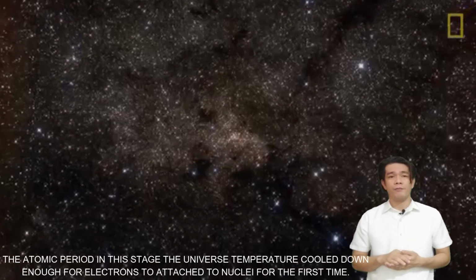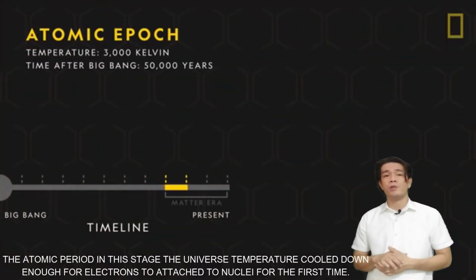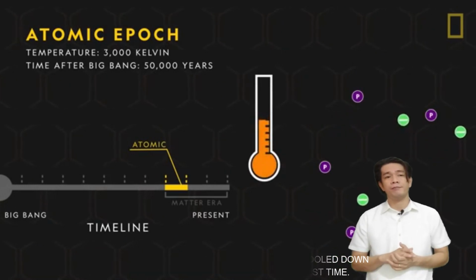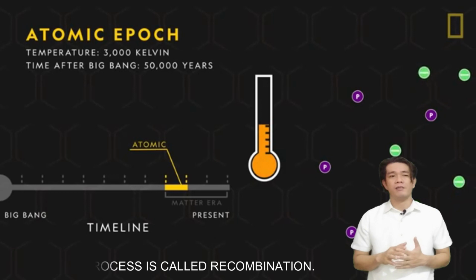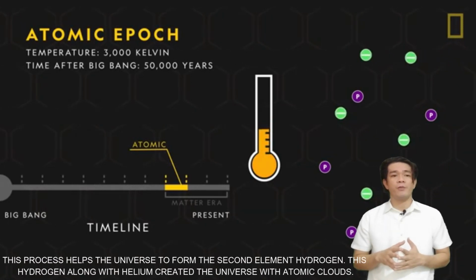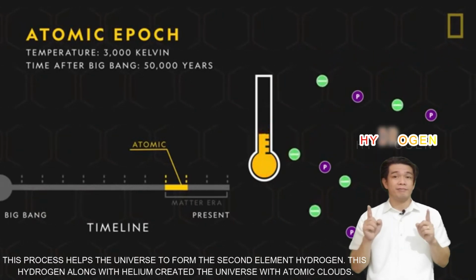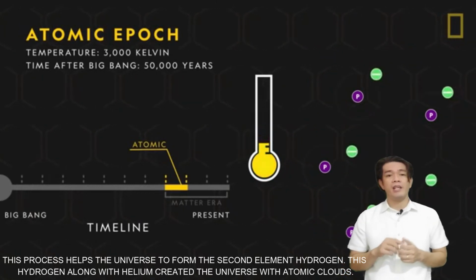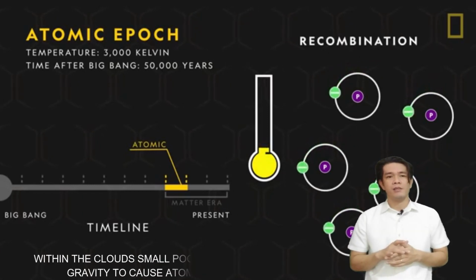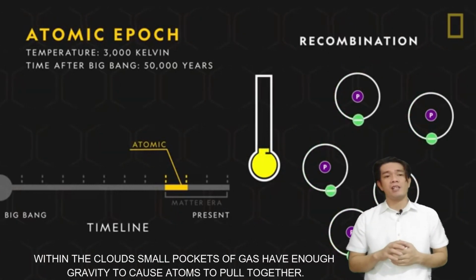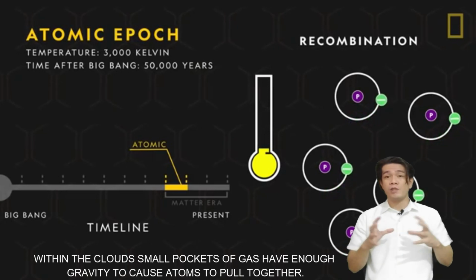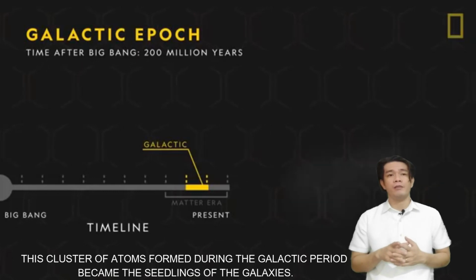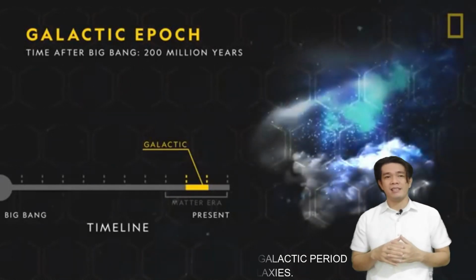The atomic period. In this stage, the universe cooled down enough for electrons to attach to nuclei for the very first time. The process is called recombination. This process helped the universe form the second element, hydrogen. This hydrogen, along with helium, filled the universe with atomic clouds. Within the clouds, small packets of gas had enough gravity to cause atoms to pull together. These clusters of atoms formed during the galactic period became the seedlings of the galaxies.